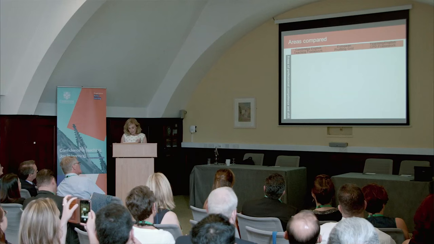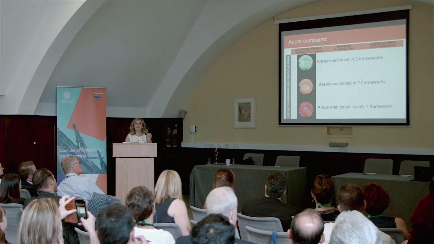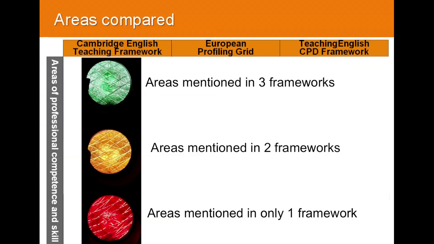And what I wanted to do was to compare the three in terms of those areas that they identify of professional competence and skill. And it was an interesting exercise to do. Comparing the three, I'm going to use a sort of RAG, red, amber, green system, to show you those areas that are mentioned across the three professional development frameworks.